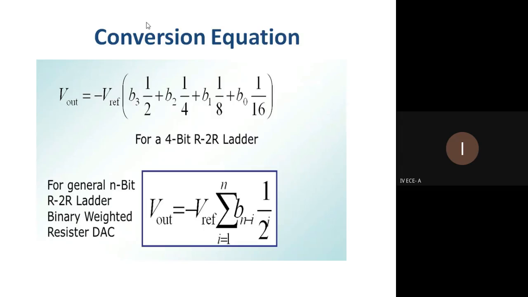For example, this is for 4-bit combinations. So 4 bits, 2 power 4 is 16. So 16 is for B0, then B1 is 8, B2 is 4, then B3 is 2. This is for 4-bit R2R. For a general n-bit R2R ladder network, the final output equation is VO is equal to minus V reference into summation of i is equal to 1 to n of B n minus i into 1 by 2 power i.